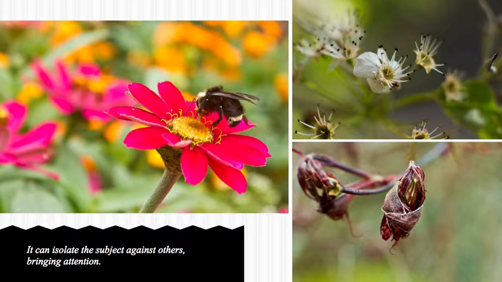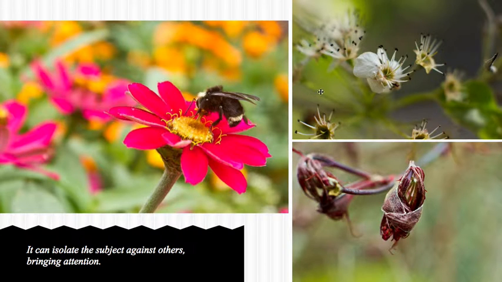And a shallow depth of field can also isolate the subject against others. For example, in this photo, there is a bee on a flower, but if you look in the background, there's a lot of other flowers too. So by using a shallow depth of field, I'm bringing the eye's attention to what I want you to focus on, which would be this cute little fluffy bumblebee on this flower.